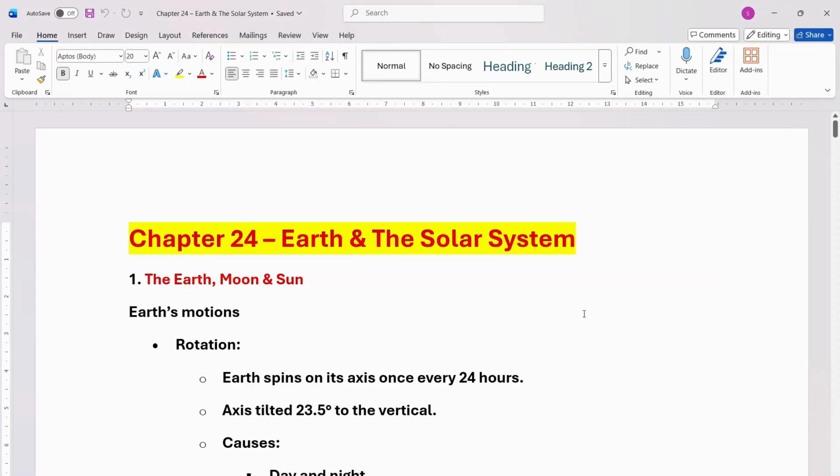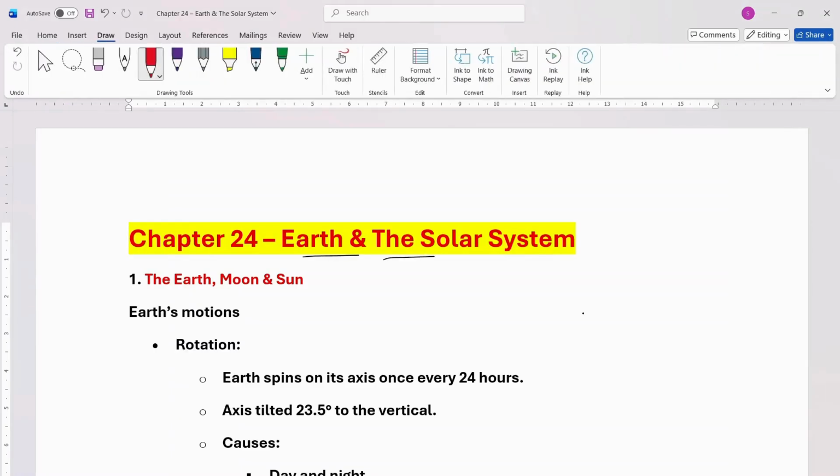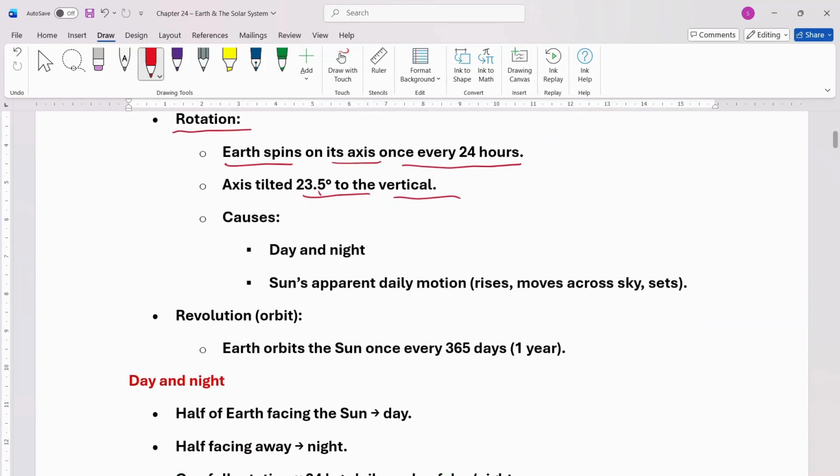Let's start with chapter 24, the Earth and the solar system. The Earth, Moon, and Sun. Earth's motion, rotation. Earth spins on its axis once every 24 hours. Axis tilted 23.5 degrees to the vertical. Causes day and night. The Sun's apparent daily motion: it rises, moves across the sky and sets.